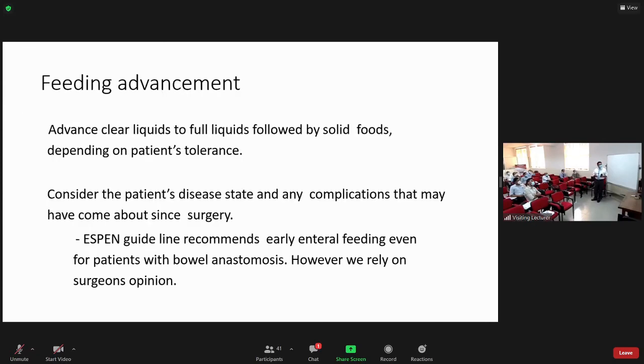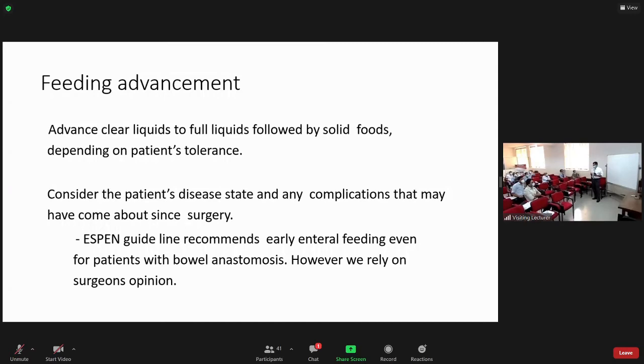So, how do you advance feeding? Usually, the usual practice is you start with clear liquids, then go for full liquids, followed by solid foods. But ESPEN usually recommends early enteral feeding. So most of the time they recommend therapeutic formula straight away rather than clear fluid. But we don't practice it because most of the time surgeons don't recommend it. They like to start clear fluid initially.